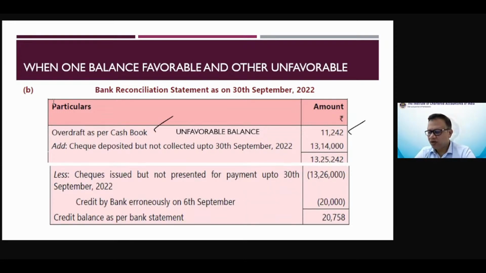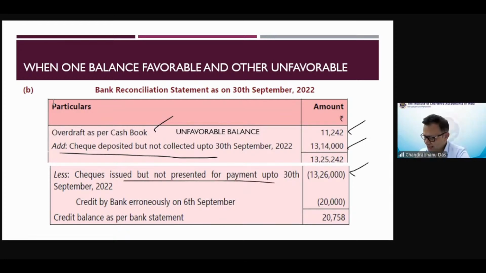What happens in overdraft as per cash book? We add the checks deposited but not collected. How much did it come? 13,14,000. So this is added to the cash book. As per the equation, overdraft cash balance will add the check deposit. So 13,14,000 is added, and it comes to 13,25,242. Then checks issued but not presented for payment is 13,26,000, which has to be subtracted.